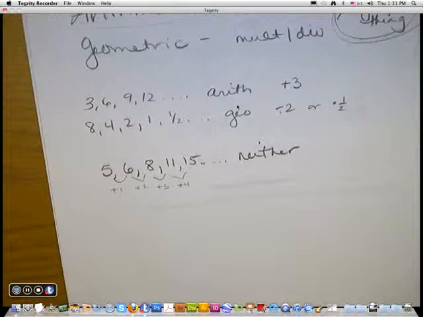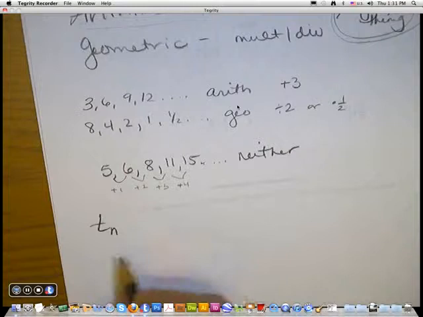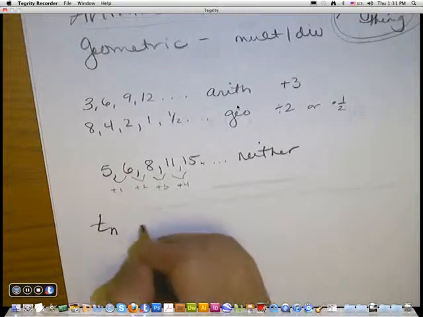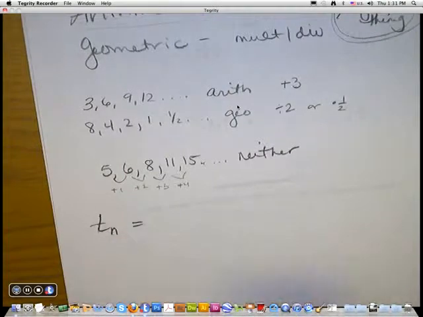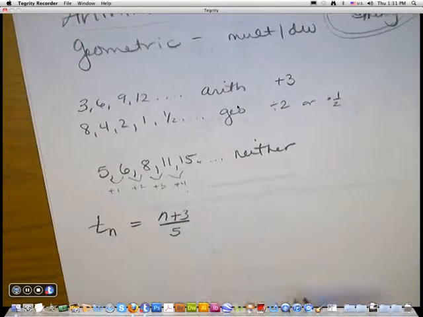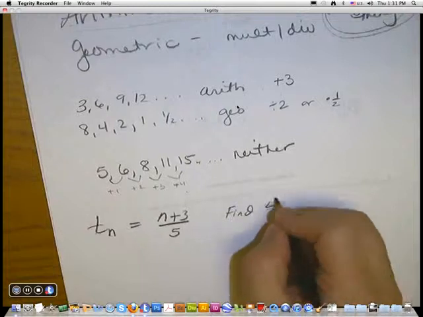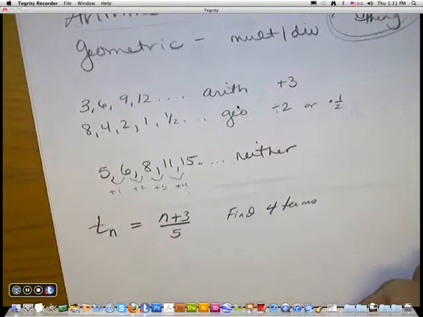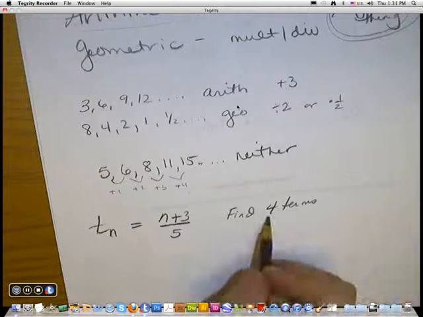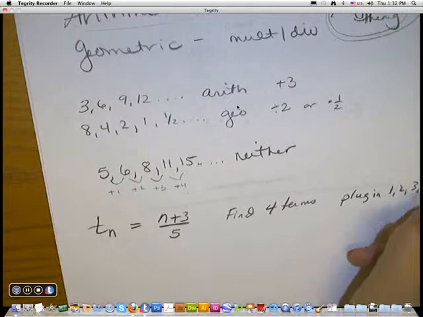All right, the next thing they're going to ask you to do is they're going to give you a formula. T sub n just stands for the number of terms, and then some formula. So it could be, let's say, n plus 3 over 5. And it will say find the first 4 terms. Well, what that means is all you're going to do is plug in 1, 2, 3, and 4.